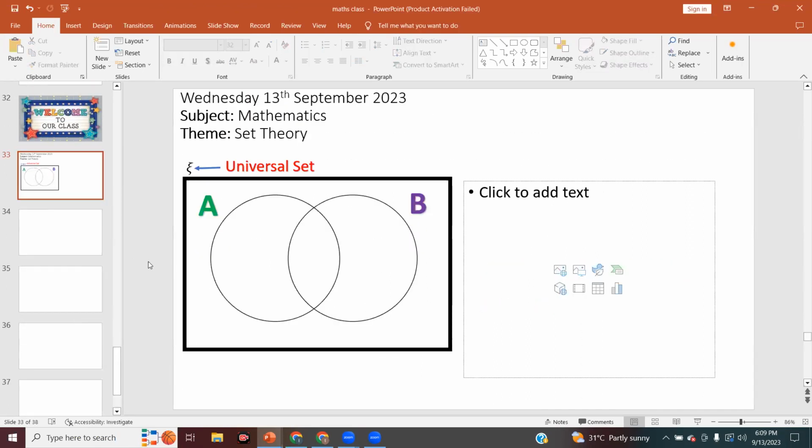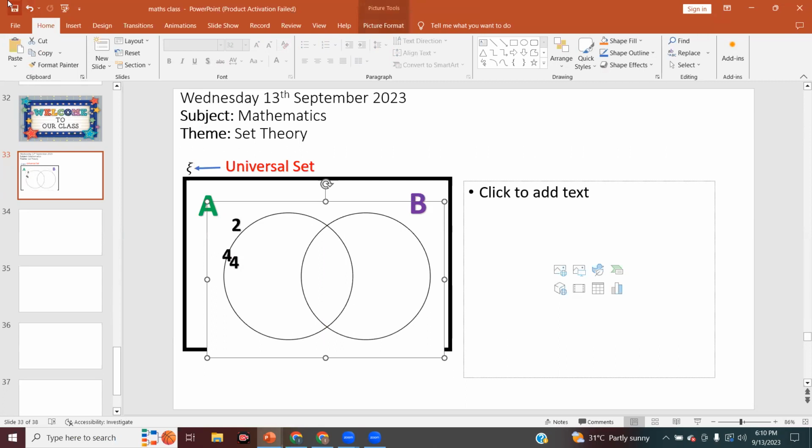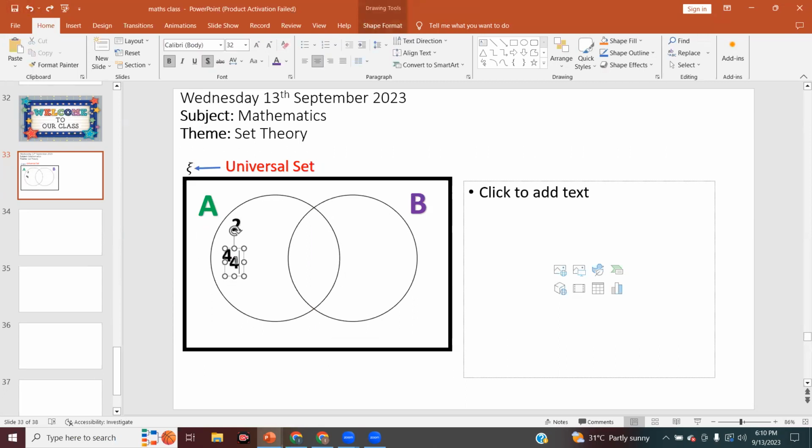Let's say that for this set we have 2, and then for this one we have 4, and for this one we have 6.